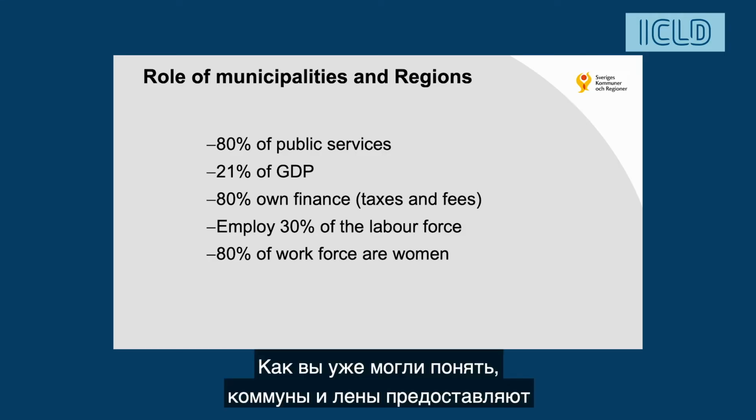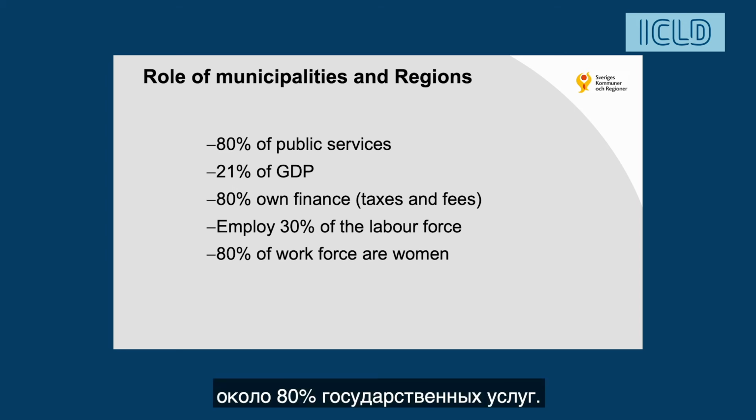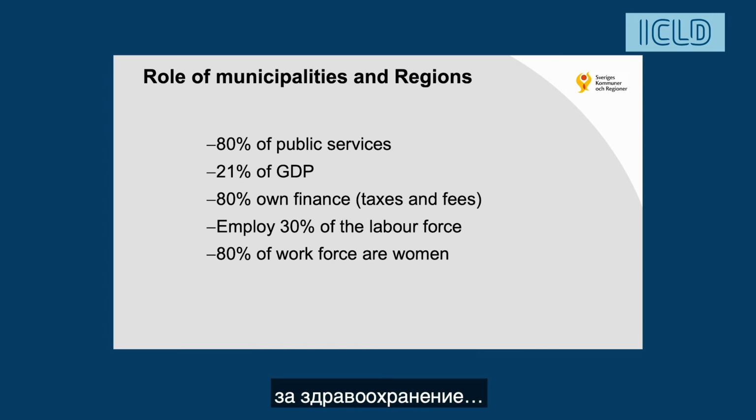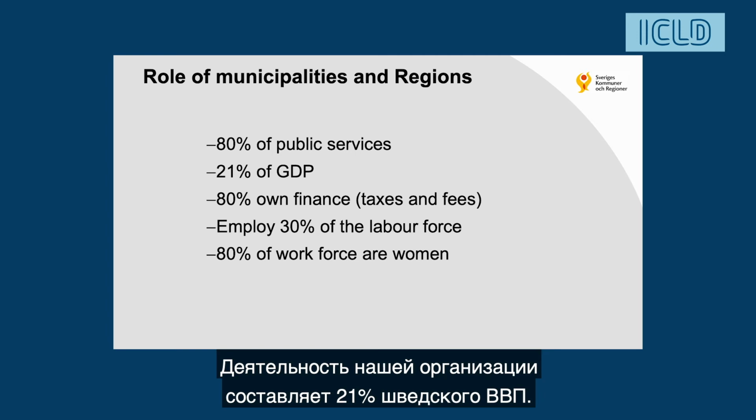As you maybe understand here, the municipalities and regions represent 80% of the public services. If you're in charge of all the schools, primary school, secondary school, and healthcare, so you see it's a large number, which represents finally 21% of the GDP in Sweden, a large number.